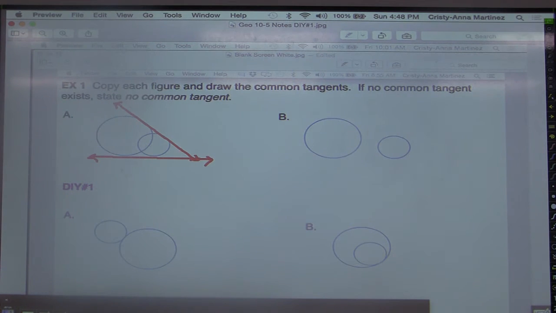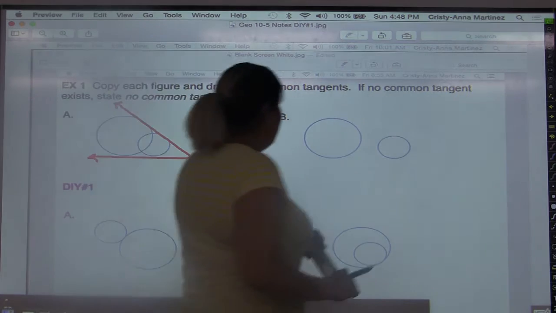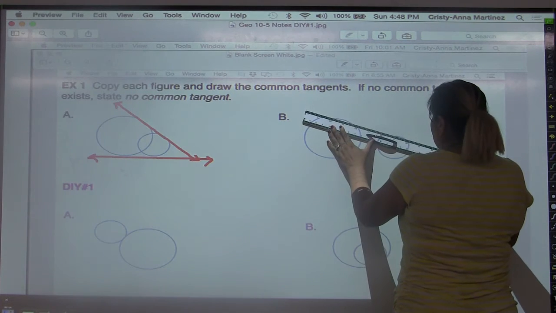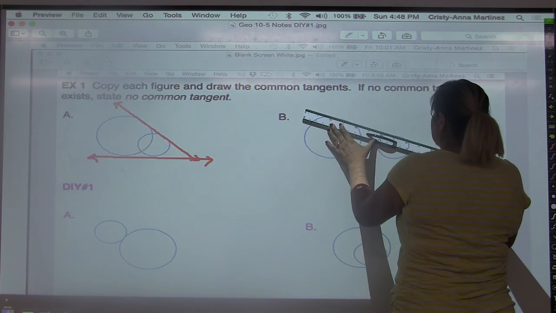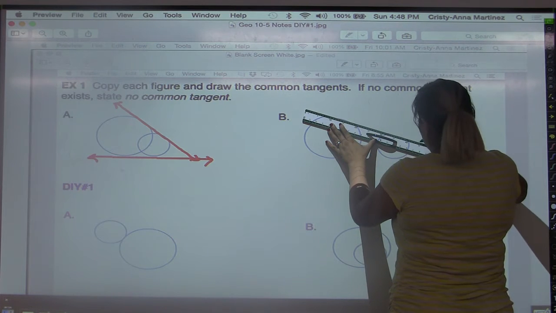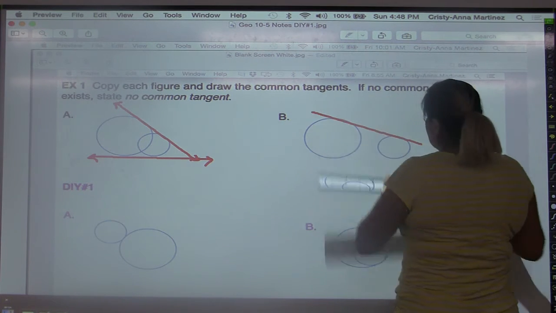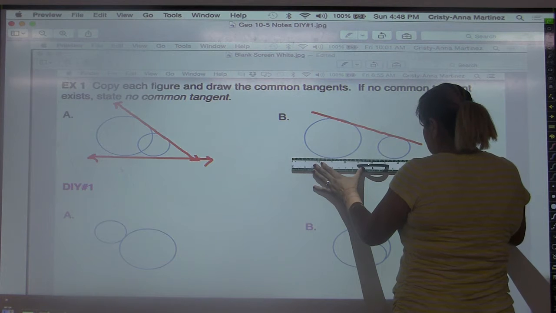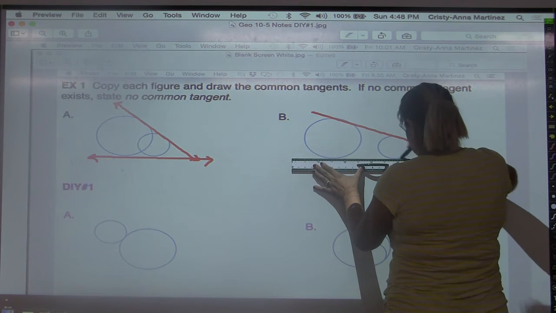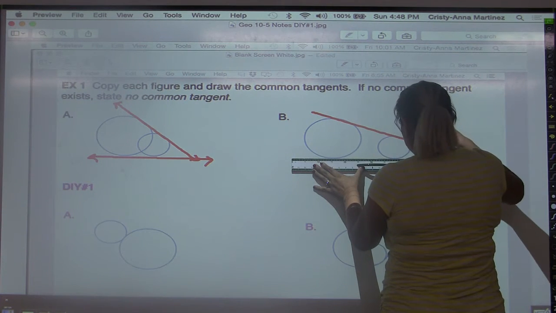But for part B, for these two circles, because they're not intersecting, we actually end up with four tangents. We have a very similar thing going on where you have a tangent that is kind of this direction. And then you have that on the other side. See if I can get this a little better this time.